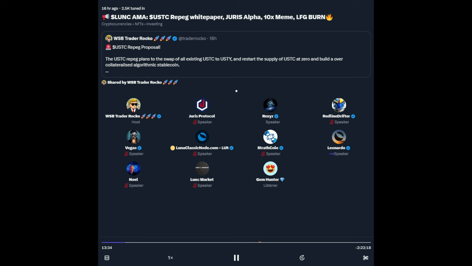Which validator is that? You mean the LMDM node? Lunc Market development node. Oh, okay. You have another one. Well, that's news to me. We can fix that. That's not an issue. I'll look at fixing that, because that's not the objective of the node. It's a non-profit node.